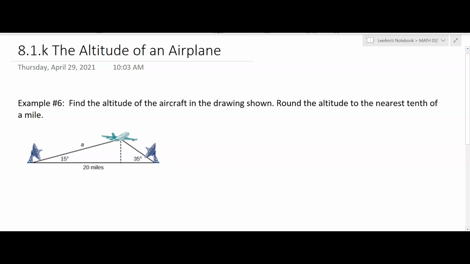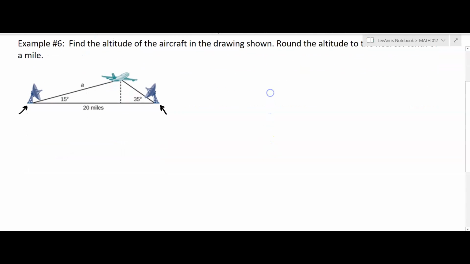Okay, so here we have an airplane flying, and it's got these two, I don't know, satellite dishes, I guess, here. And we're trying to find the altitude of the aircraft, okay? So, scroll this up. I'm trying to find this dotted line right there, this H. I'm going to call it H. That's what I'm trying to find, the height of the airplane, okay?